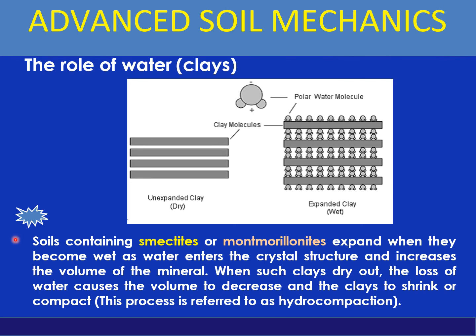Soils containing smectites or montmorillonites expand when they become wet as water enters the crystal structure and increases the volume of the mineral. When such clays dry out, the loss of water causes the volume to decrease and the clays to shrink or compact. This process is referred to as hydrocompaction. So this is the unexpanded clay, and look at that, water has entered and there is an increase in the volume overall.